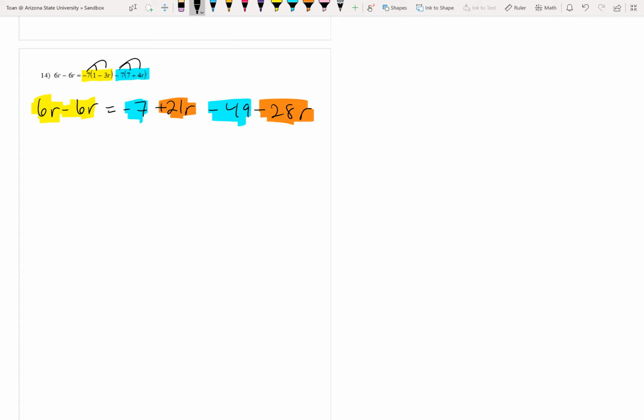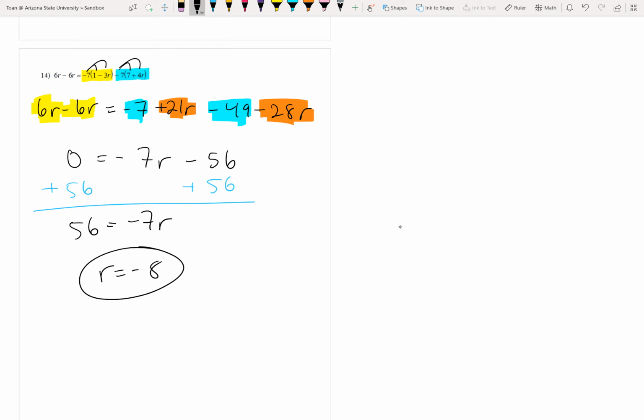So 6r minus 6r is 0. Let's do the reddish part first. 21r minus 28r is a negative 7r. And then doing the blues, negative 7 with the negative 49 is a negative 56. Let's add the 56 over, because to solve an equation, we want to move all the regular numbers off to the other side. 56 equals negative 7r. Divide both sides by negative 7, you get r equals negative 8.